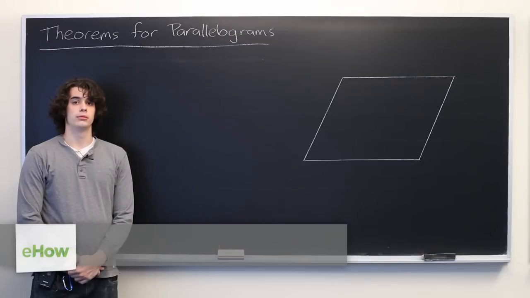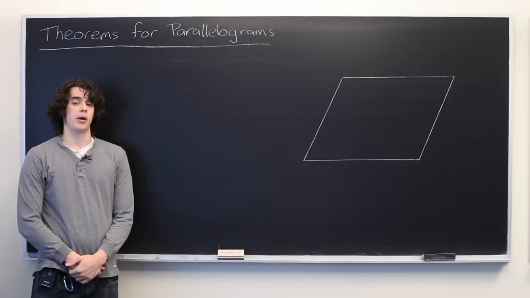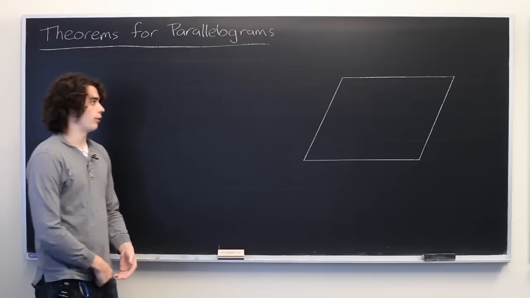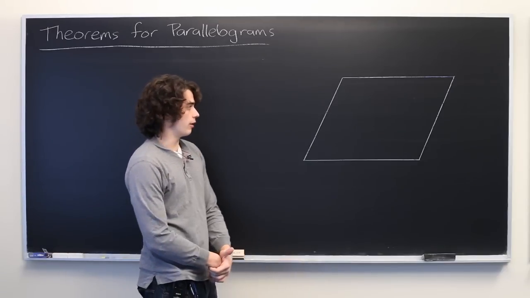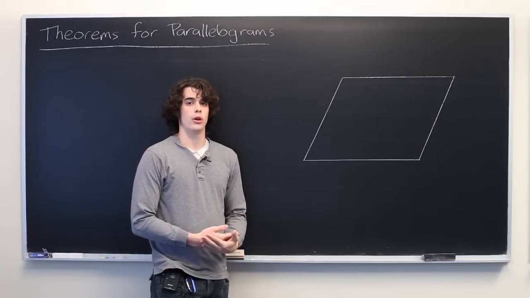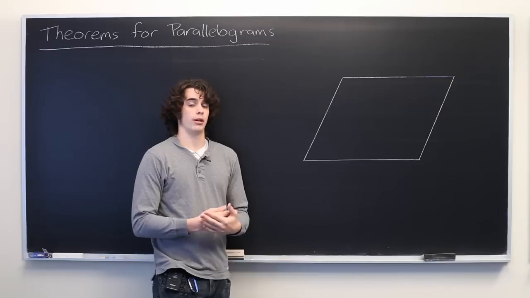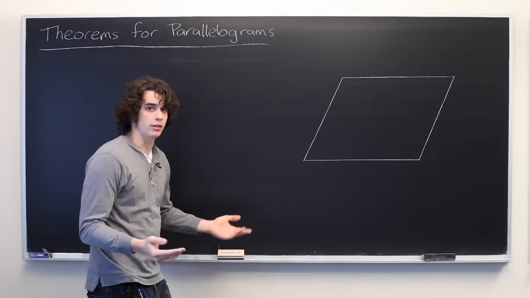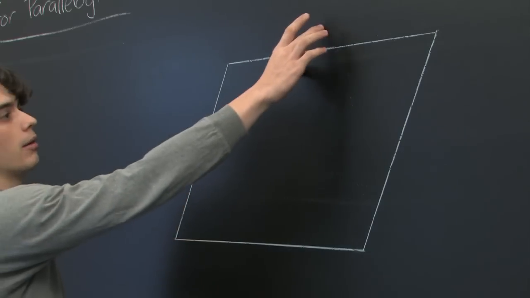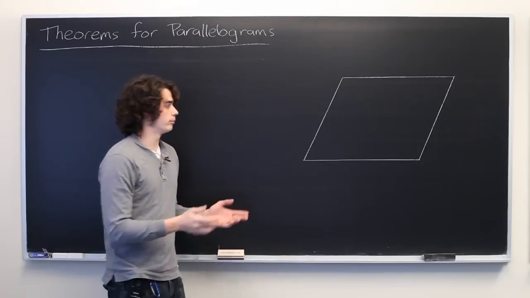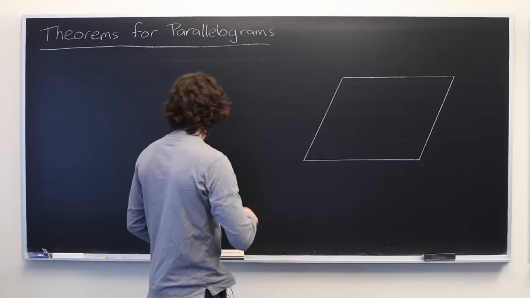In this video, we're going to discuss the theorems for parallelograms. Suppose we're given some quadrilateral. What we want to know here is, what information do we need to know about this quadrilateral in order to determine that it is a parallelogram? Well, there's the trivial answer that if we already know that opposite sides are parallel, then by definition it's a parallelogram. So we'll skip that one for now.